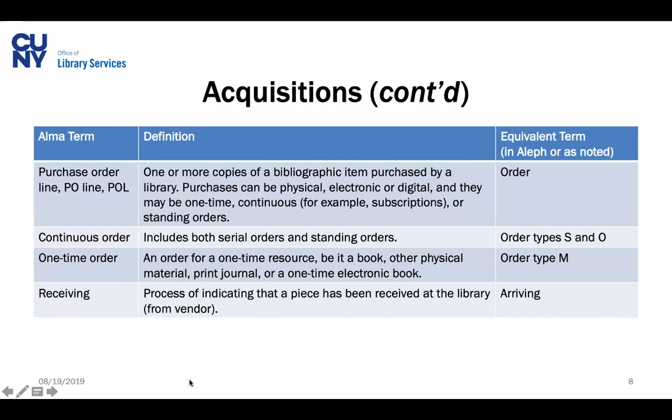There's also continuous order, which includes both serials and standing orders. There's one-time order, which is really for monographs, or order type M. Receiving, that's what we refer to as arriving in Aleph. It's just a different term for the very same thing that we're used to.